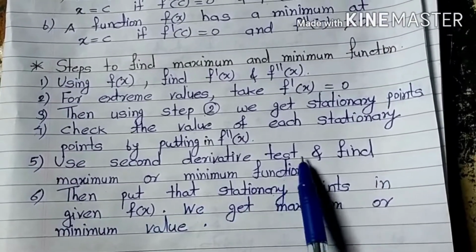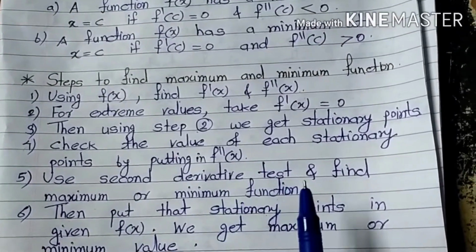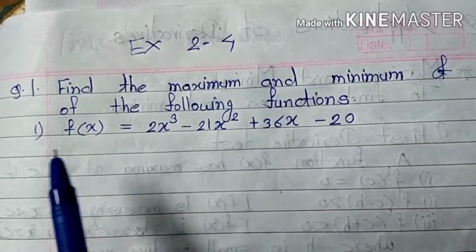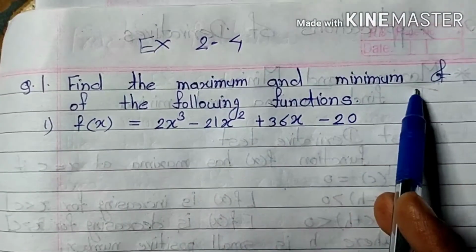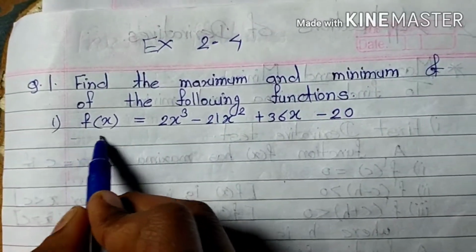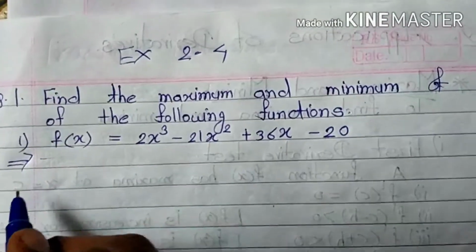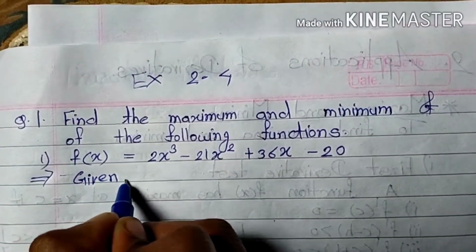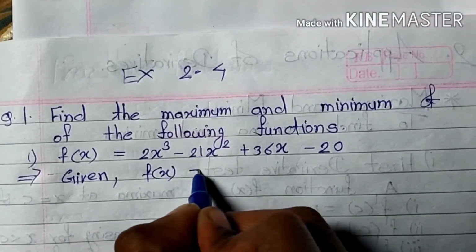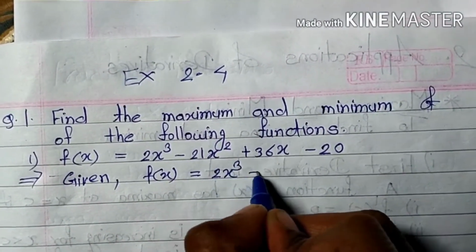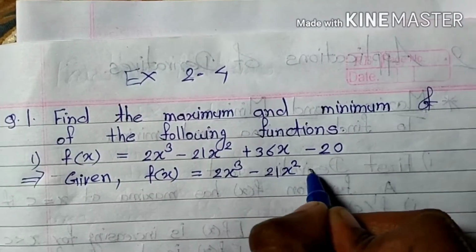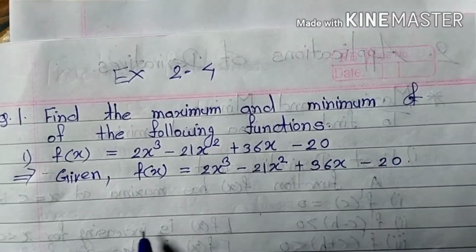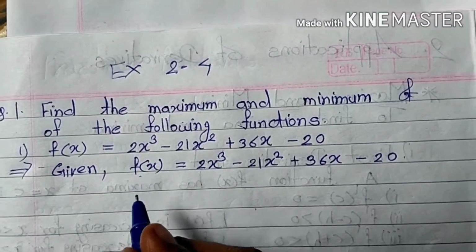Now there are some examples on maxima and minima. So our first example from exercise 2.4 is: find the maximum and minimum of the following function. So this is the given function. First write what is given. Now according to the steps, find f dash of x and f double dash of x.